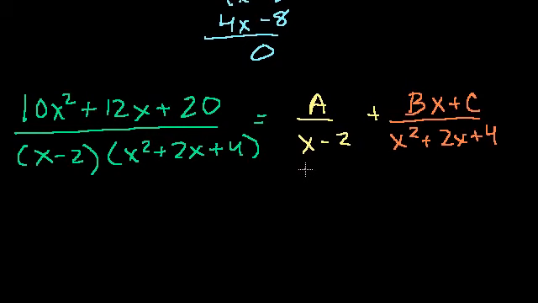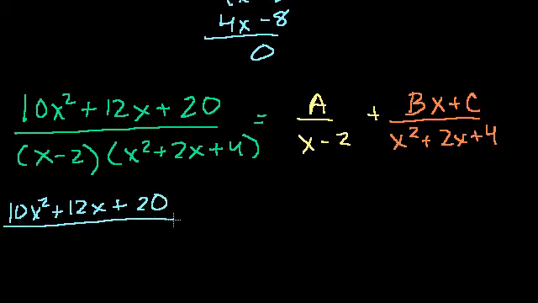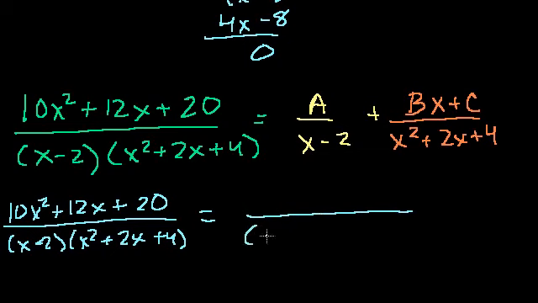So the key now to complete our partial fraction expansion is to just solve for the a, b's, and c's, and we'll do it exactly the same way we did in the last video. So what we want to do is essentially add these two things. So if we add, let me write this on the left-hand side. 10x squared plus 12x plus 20 over x minus 2 times x squared plus 2x plus 4 is equal to, if we add these two things, we want to get a common denominator, which is x minus 2 times x squared plus 2x plus 4. Just multiply the two things.